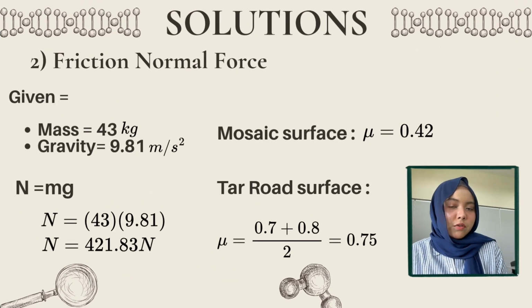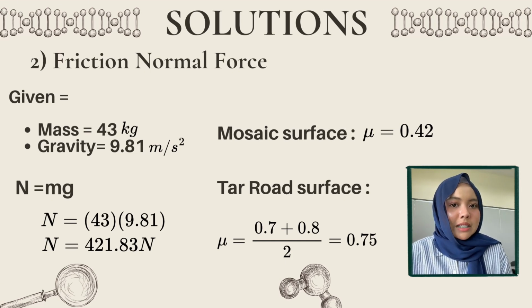To calculate the friction force, we first determine the normal force. The formula is N, normal force, equals M, mass, times G, the gravitational acceleration. So N equals 43 times 9.81, and we got N equals 421.83 newtons. For the mosaic surface, the coefficient of friction is given as 0.42, while for the tar road surface, the average coefficient of friction is 0.75.